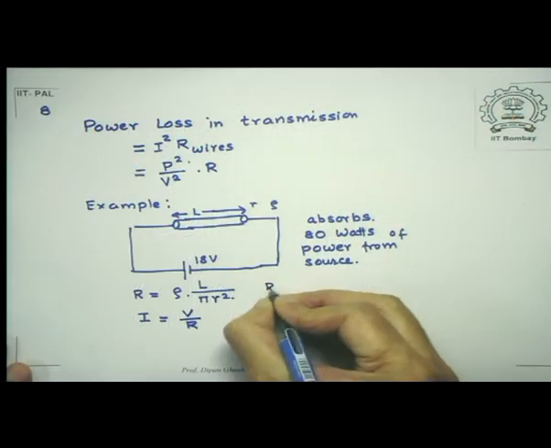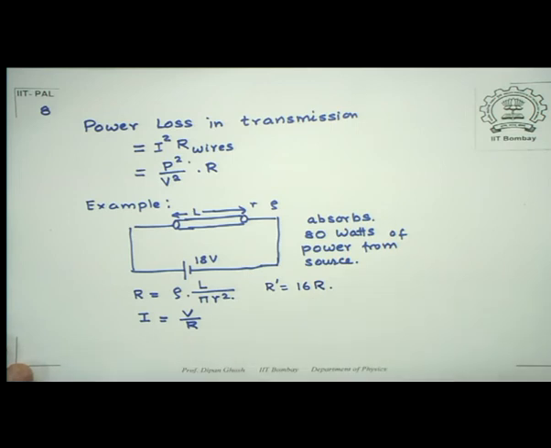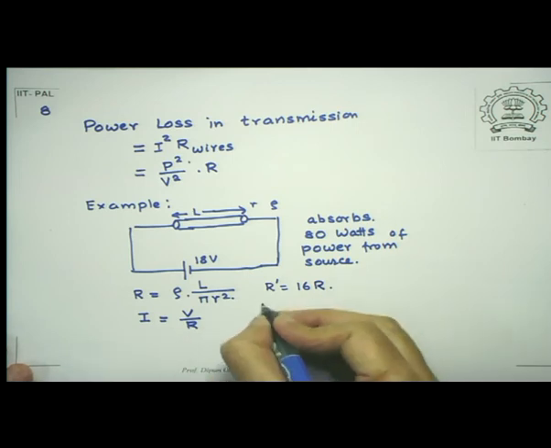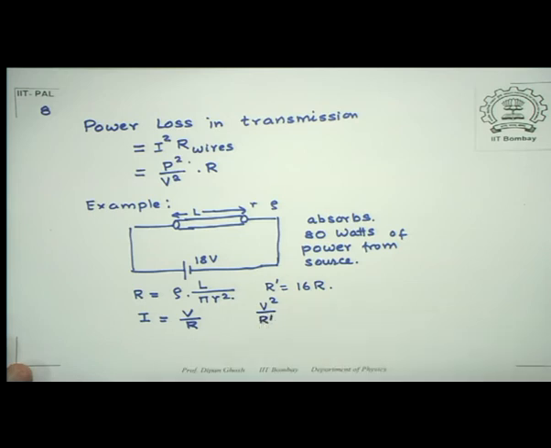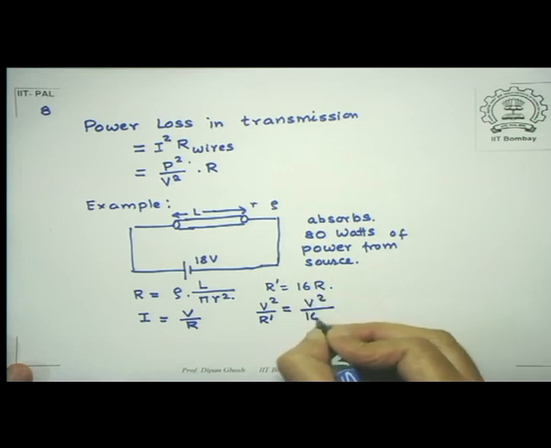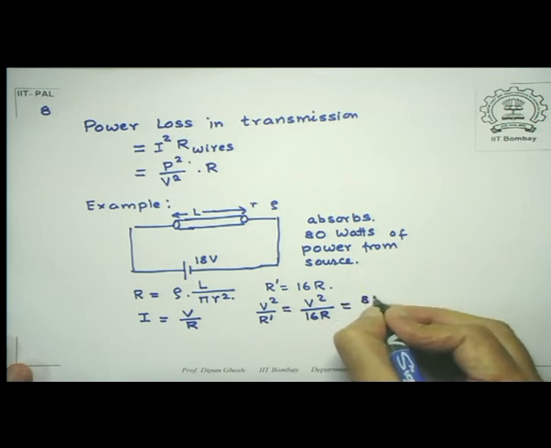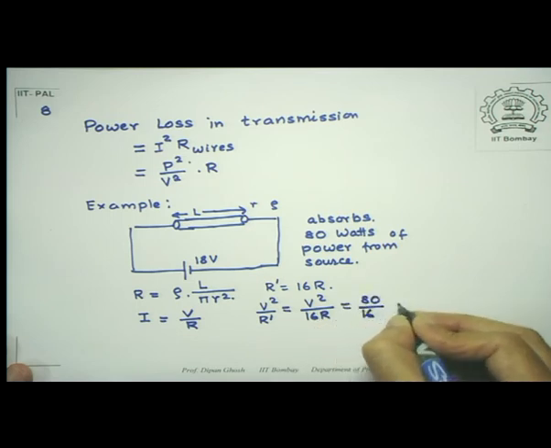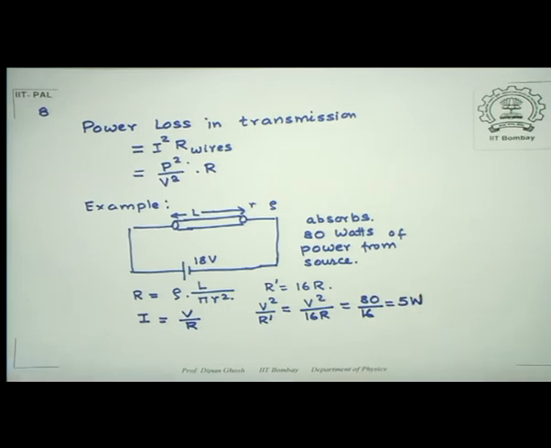So my R prime is 16 times R. So how much is V square by R prime? This is my power. So V square by R prime is V square by 16 times R. But V square by R is given to be 80 watts, so it is 80 by 16. Therefore, in this situation, it will absorb 5 watts of power.